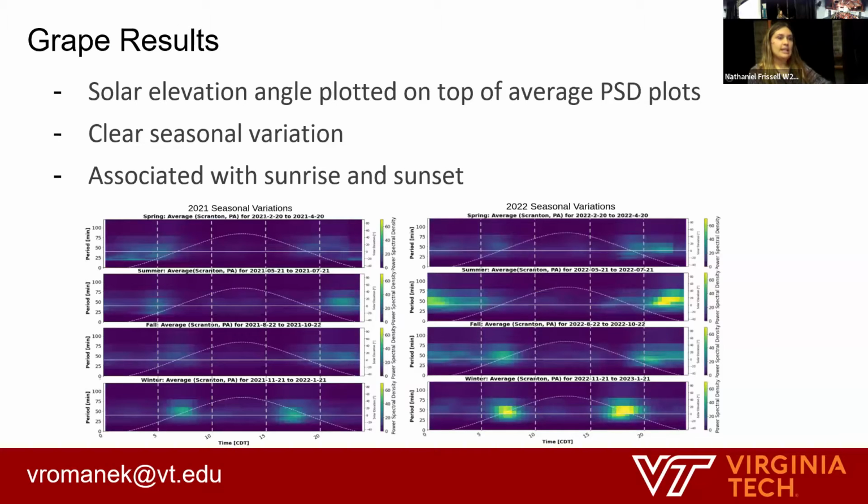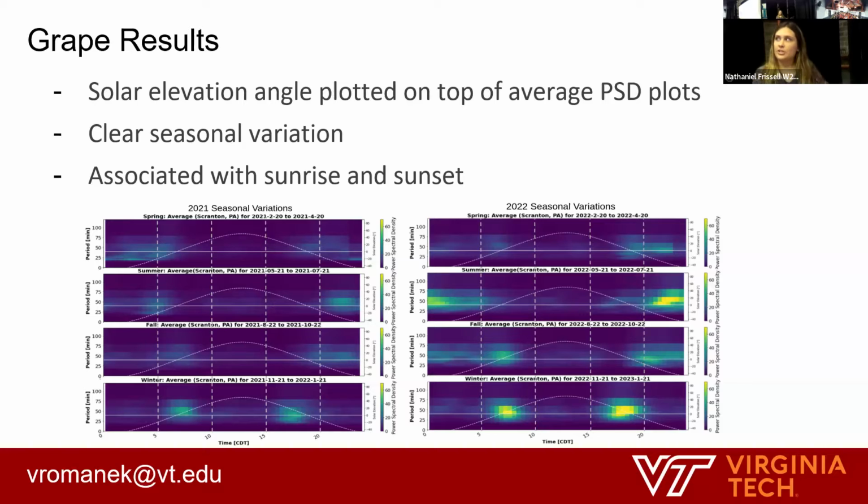I looked at 2 years' worth of data and I broke it down into seasons. A season is characterized by the respective equinoxes and solstices, and I took each of those days and looked at a month before and a month after that day, and I called that a season. After that, I averaged the power spectral densities for that entire season to see what we're seeing in a more comprehensive picture. Here I have the results I got from 2021 and 2022.